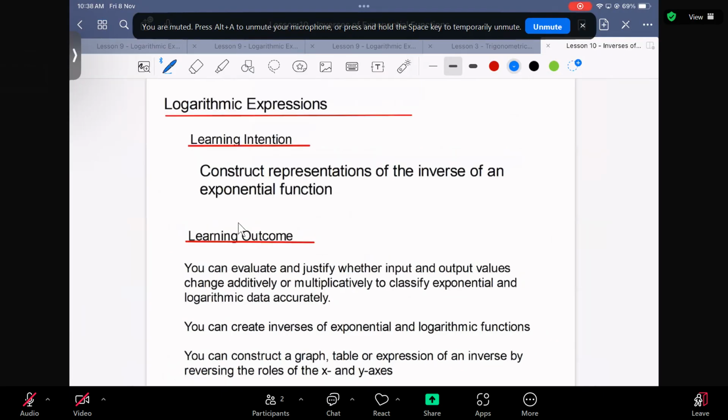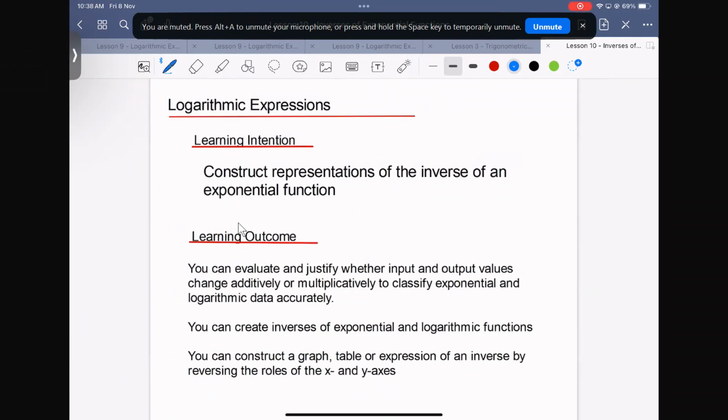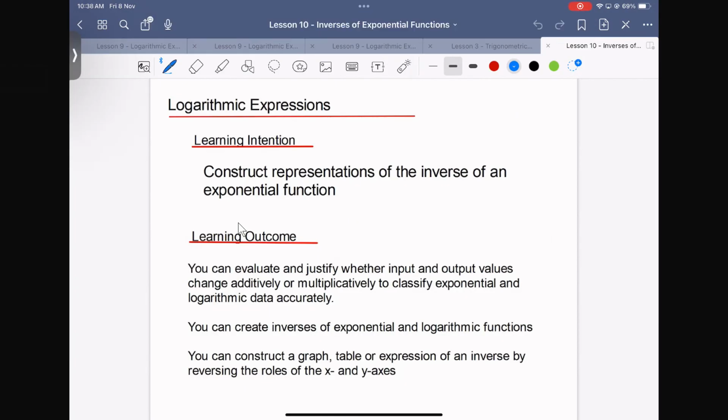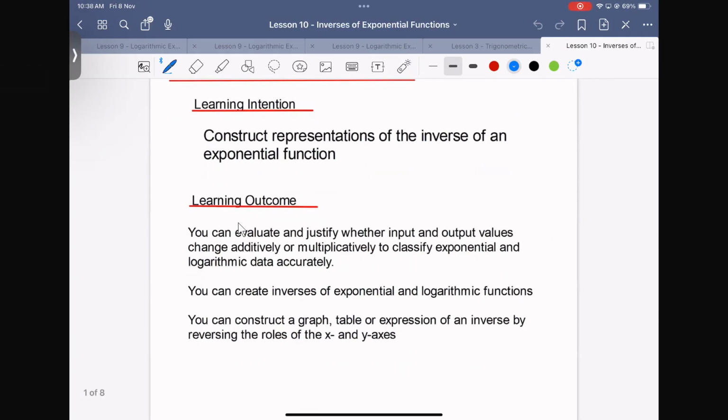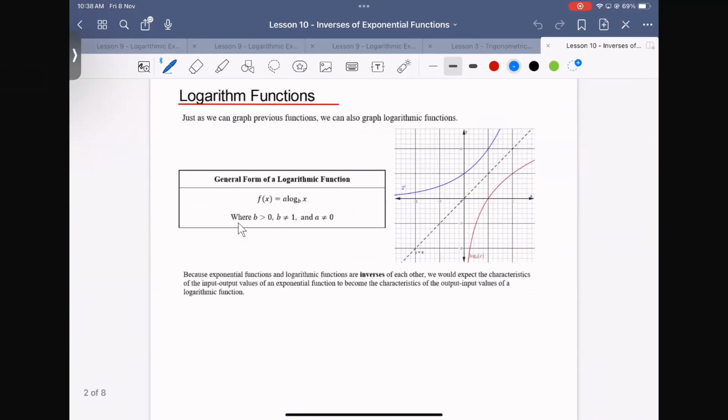Okay, so welcome. Today we're going to be looking at logarithmic inverses of exponential functions. We're looking at inverses of exponential functions. That title's wrong there. So let's have a little look at what we're doing. This is the logarithm function.